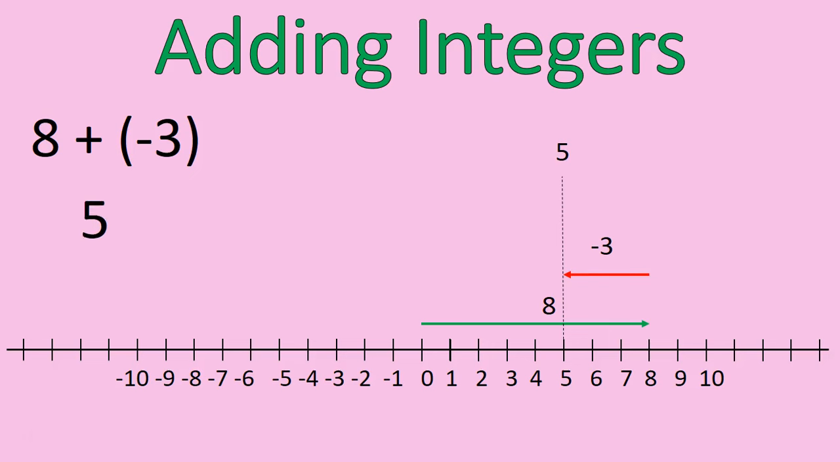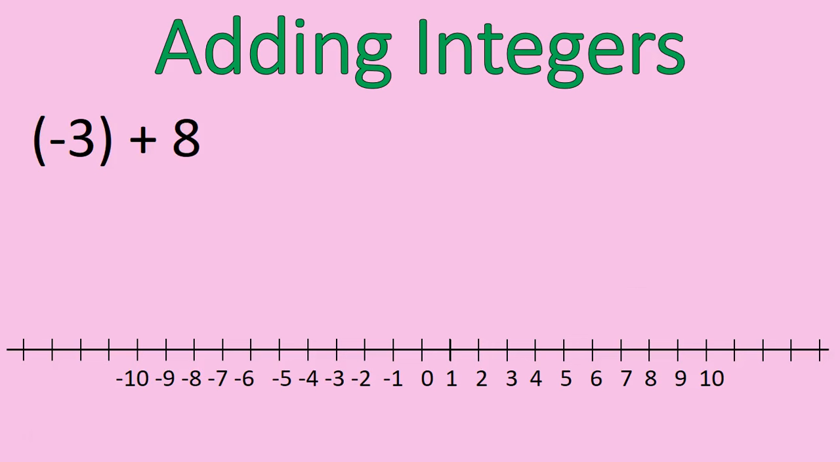Let's take a look. What if I made a different question? Negative 3 plus 8. What if I change the order? Well, my arrows would look like this. I go negative 3 and then positive 8, and look, I still end up with positive 5 as an answer. And we know that addition is commutative, or in other words, you can add in any order. 2 plus 5 is the same thing as 5 plus 2. This is the case here as well. 8 plus negative 3 is the same as negative 3 plus 8.